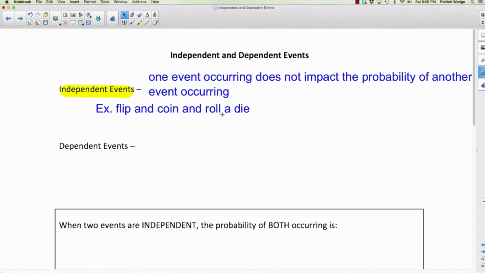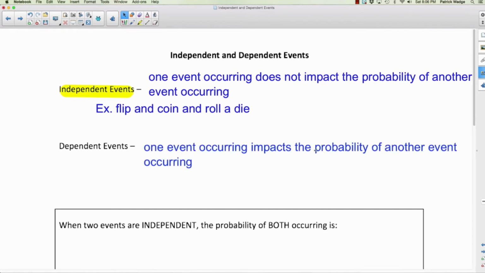An example is flipping a coin and rolling a die. If I flip a coin, whether I get heads or tails, that does not impact what I'm going to get on the die, right? I've got one other thing to say, but I'm going to come back to it. As you could probably guess, with dependent events, one event occurring impacts the probability of another event occurring.